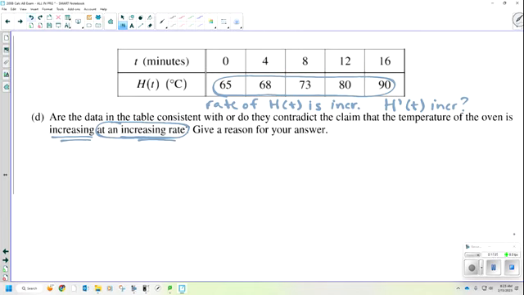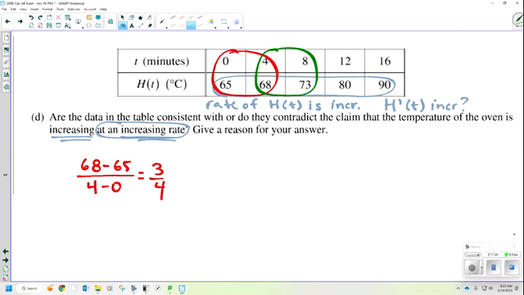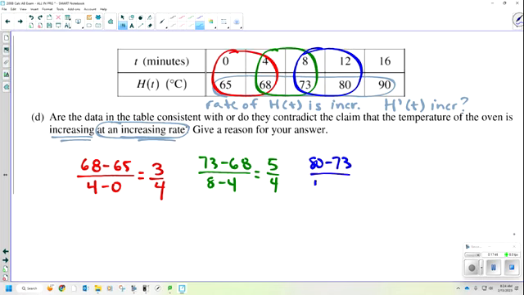What I'm going to have to do is find the slope between these two points and see what that is. Let's do that right now. 68 minus 65 over 4 minus 0, that's 3/4. Now I'm going to find the slope between the next two and keep on checking the slope. So I've got 73 minus 68 over 8 minus 4. That's 5 over 4. Now let's check this one. From 8 to 12, we got 80 minus 73 over 12 minus 8. Well, that's 7 over 4.